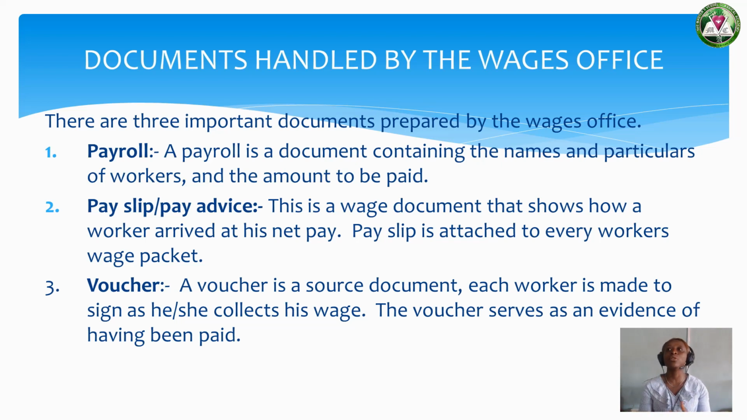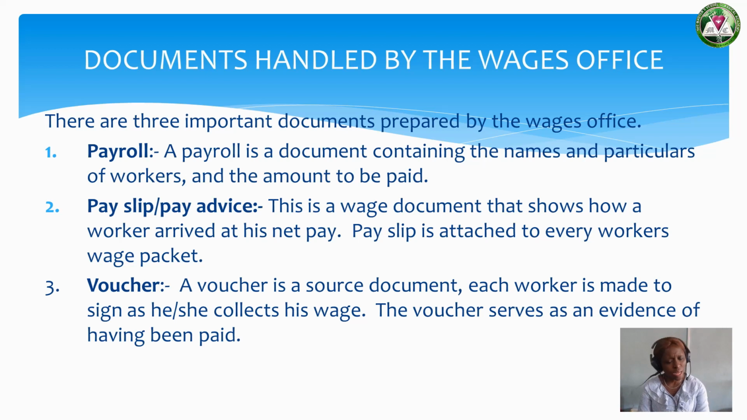You might have some loan money borrowed from the organization. They will deduct it, and in that slip, you will see it deducted from your salary. You might have some bonus given to you. You will see it there. So a payslip is the document that shows you how a worker arrived at his net pay. So in every wage package or salary, you will see the payslip.